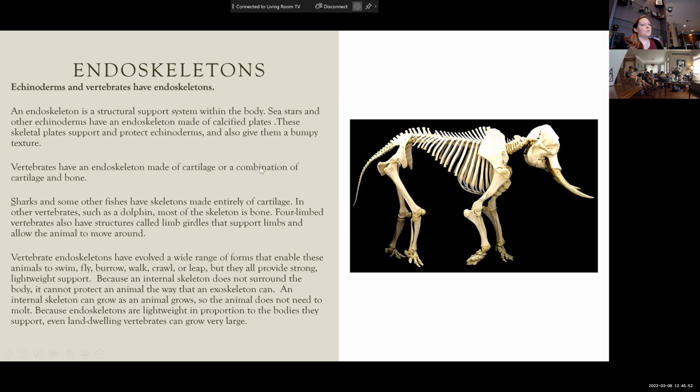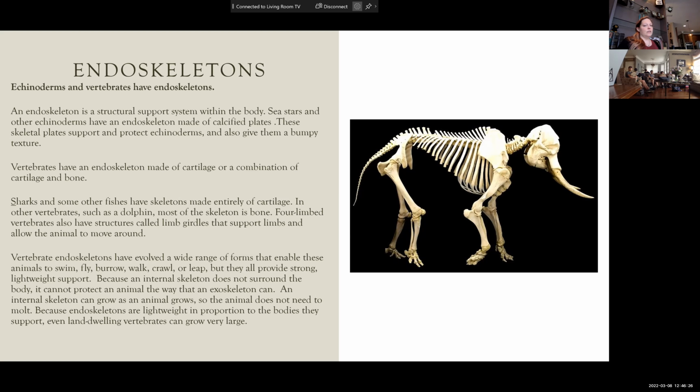So the skeletal plates support and protect echinoderms. And then we have cartilage and bone as part of an endoskeleton. Sharks and some other fish are made entirely of cartilage, which we know. And vertebrate endoskeletons have this wide range of forms that enable them to swim, fly, burrow, walk, crawl, leap, all these things. Because an internal skeleton does not surround the body, it cannot protect the animal the way an exoskeleton can. An internal skeleton can grow as the animal grows, which is a bonus, but it's not like you're bulletproof. You're not covered in some sort of armor as you would be if you had an exoskeleton.